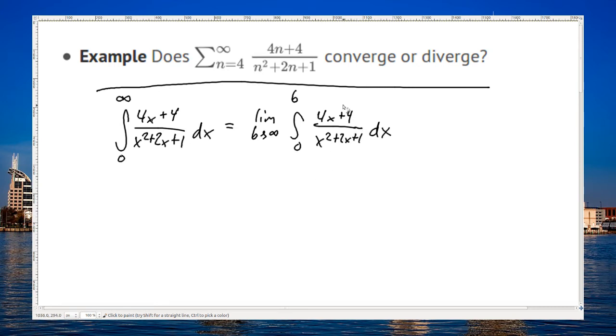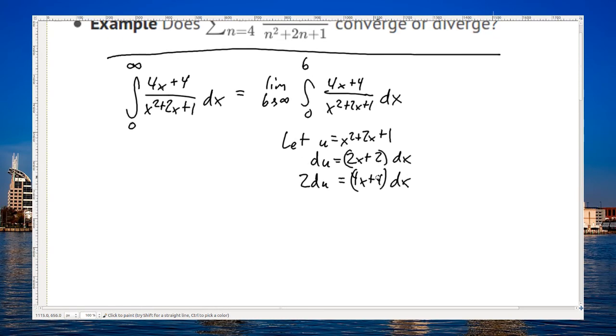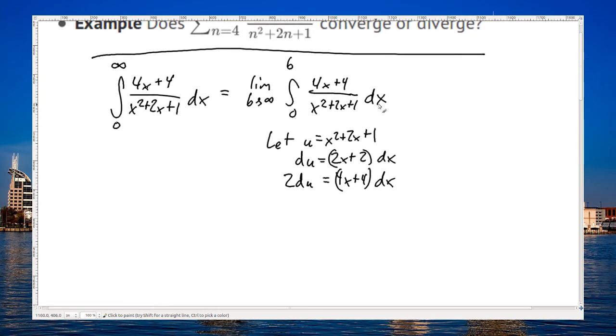Okay, so now how am I going to integrate that? Oh, well, maybe I could try just a simple substitution. If I let u equal the denominator, my du would equal 2x plus 2 dx. Oh, but I have 4x plus 4 dx up here, don't I? So I can make that 2 du is 4x plus 4 dx. Perfect. So, oh, but then my x values are now u values, so let's make those changes.